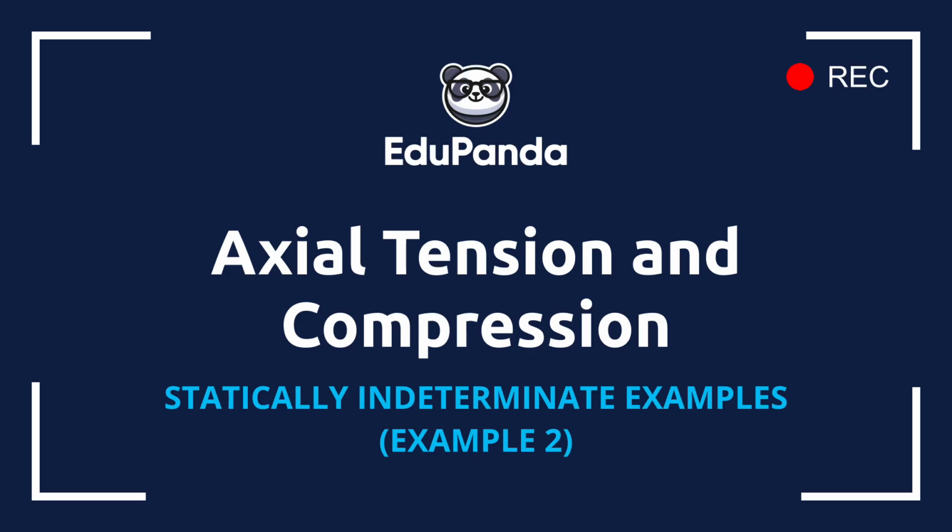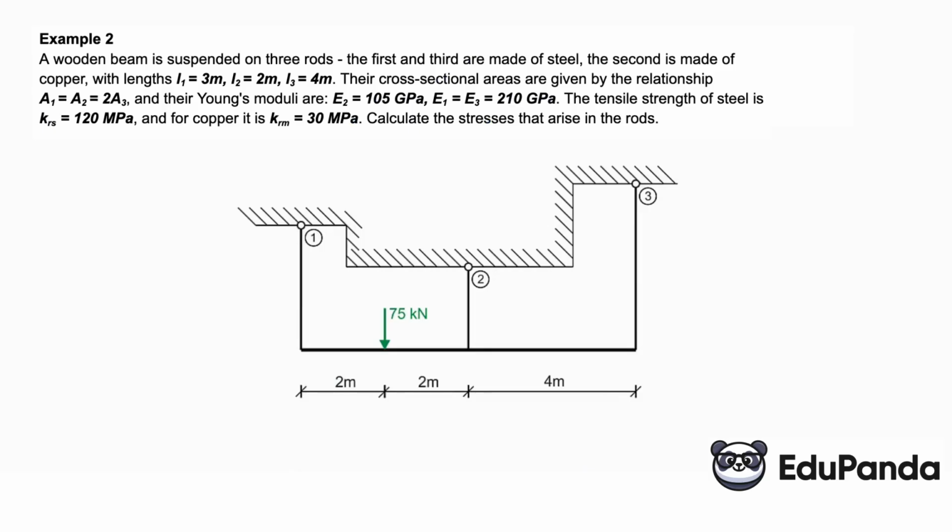Hello, I invite you to watch an example of the second case of axial stretching and compression in a statically indeterminate system. A wooden beam is suspended on 3 bars. The first and third are made of steel. The second is copper with lengths L1, 3 m, L2, 2 m, and L3, 4 m. Their cross-sectional areas are given by the relationship A1 is equal to A2 and is equal to 2 times A3, and we have the Young's moduli given.